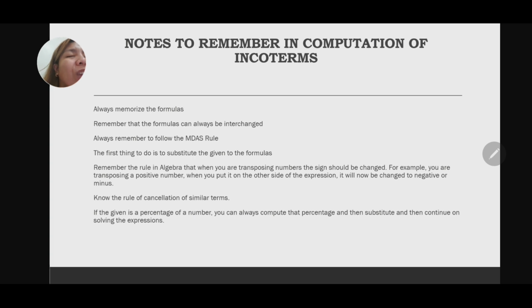And we should know the rule of cancellation of similar terms. And lastly, if the given is a percentage of a number, you can always compute that percentage and then substitute and continue on solving the expression.